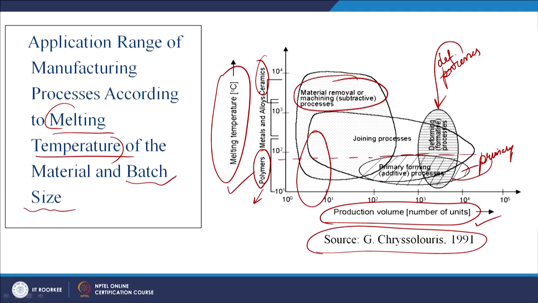So you can see for yourself which processes. All three examples I have already taken: the primary forming, where the melting temperature is less; material removal processes, where the melting temperature of the material is high as well as the production volume is low. Similarly, the primary forming processes, where the melting temperature is less; deformative processes, where we have a large quantity or the batch size is very, very large.